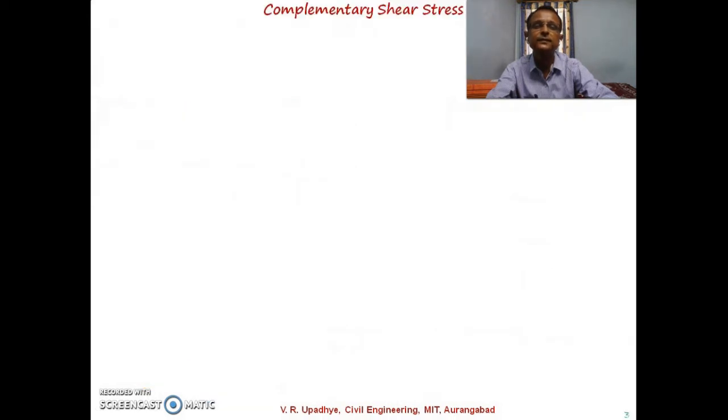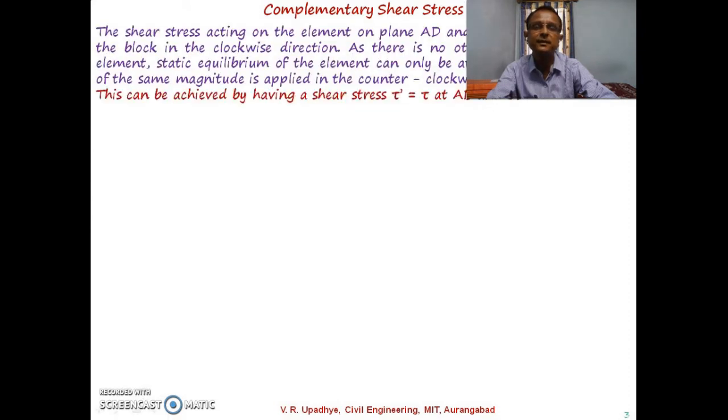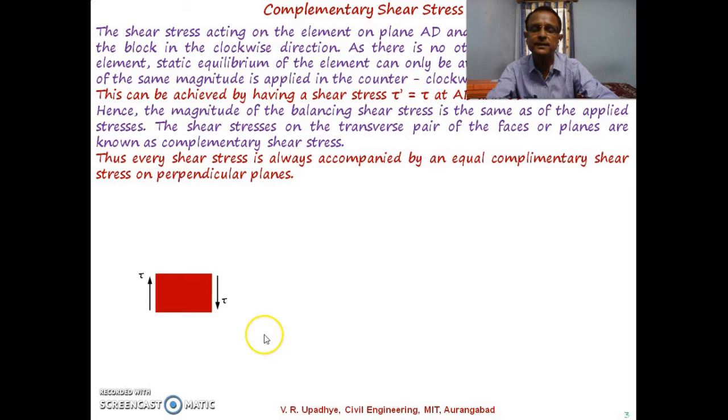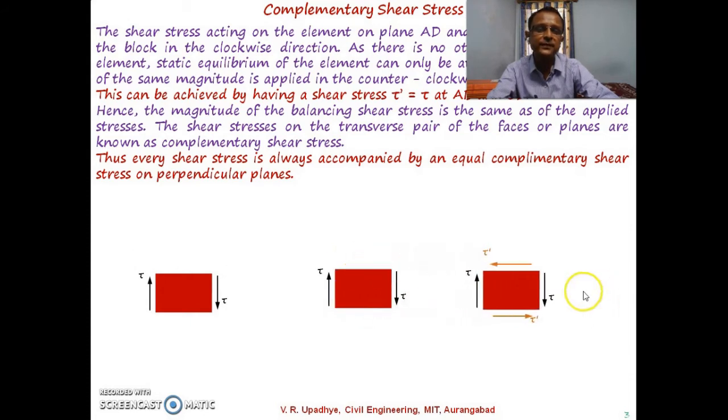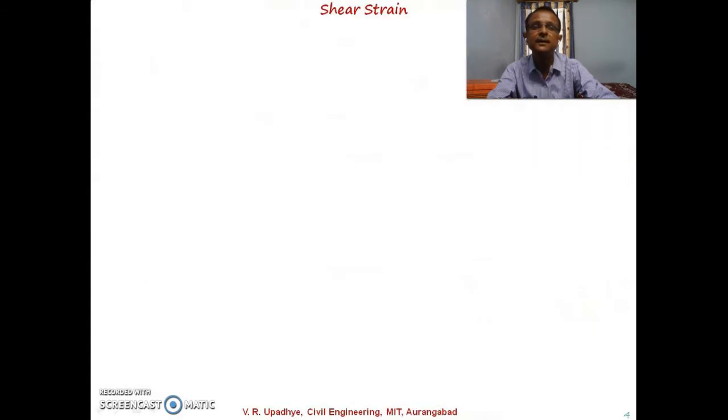In addition to this, we discussed the concept of complementary shear stress. In addition to these two equal and opposite shear stresses, which try to create a couple in the clockwise direction, for equilibrium we need an anti-clockwise couple so that the segment will be in equilibrium. This additional internal stress is called complementary shear stress. So this part we discussed in the last lecture.